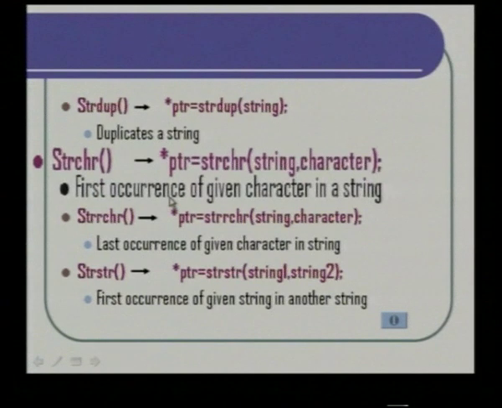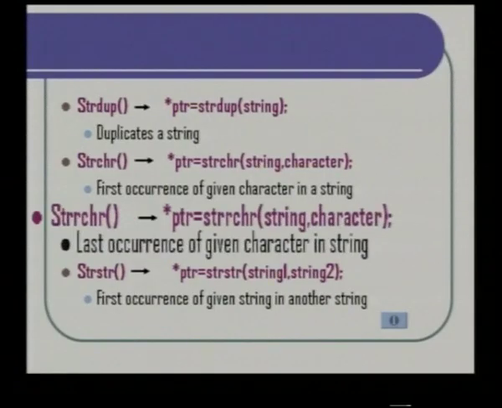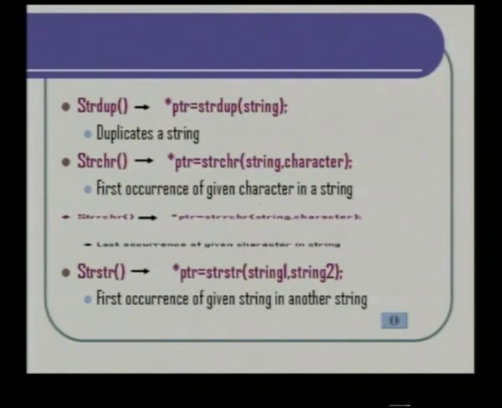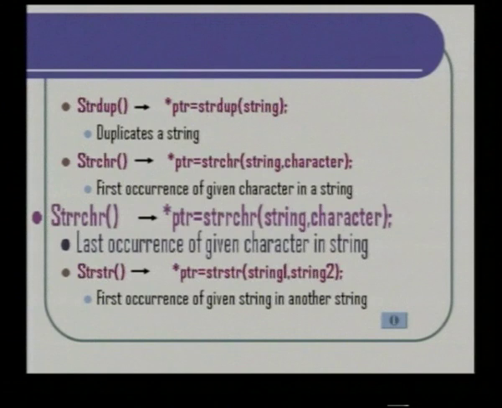Next you have strchr, that is if you want to search whether a given character comes in a string. In that case you use this function. The first occurrence of that character will be returned by this function, whether the character is present or not. And strrchr works in reverse, that is it finds the last occurrence of the character. The first, strchr, will search the string from the beginning, strrchr will search the string from the reverse side, that is from behind.